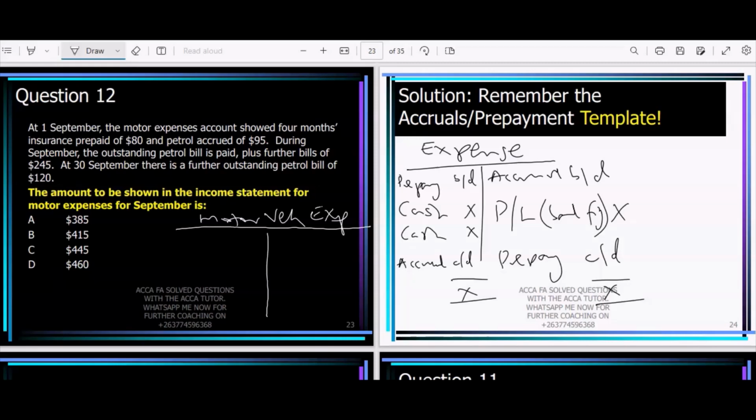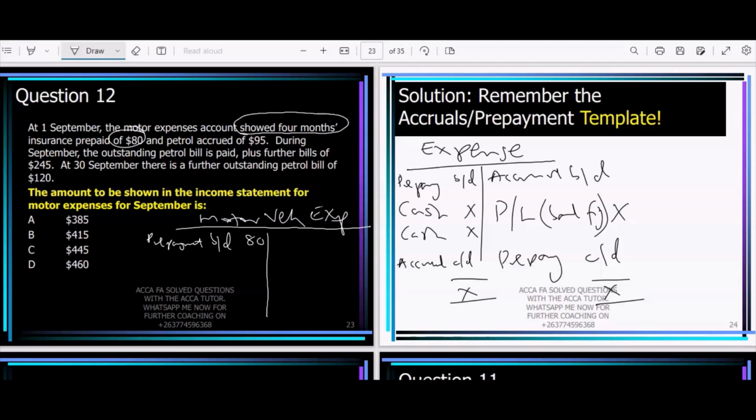Now, the information tells us that we had a prepayment. At 1 September, the motor expense account showed 4 months insurance prepaid, so they're having a prepayment of $80. So we just say prepayment BD of $80. But I want you to see something here. This was for 4 months.